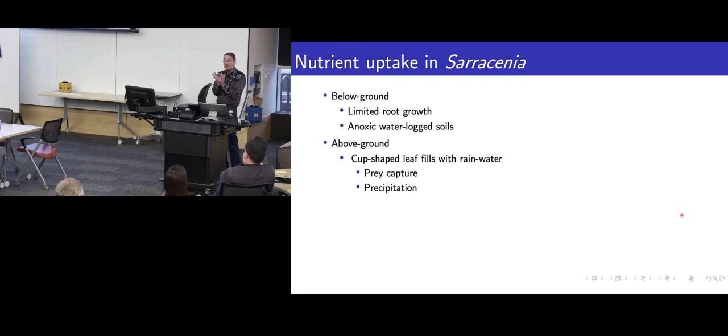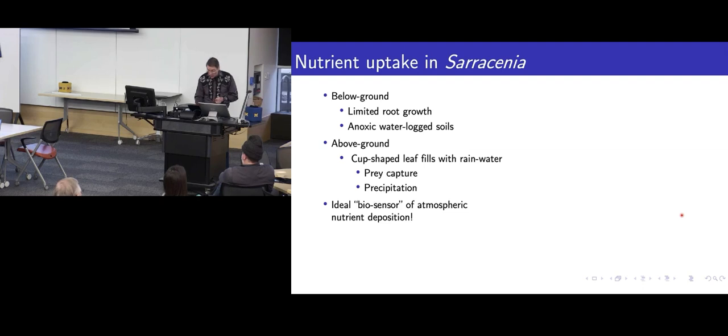This cup-shaped leaf fills with rainwater, and it captures prey that way. That's one source of nitrogen. But it's also picking up precipitation. Snow and rainfall and whatever nutrients are contained in them are also entering the plant through this same pathway. And so because of those features of its biology, it makes it an ideal biosensor of atmospheric nutrient deposition. And I'll show you several ways that we'll be able to see the consequences of nutrient inputs into this system through the cup-shaped leaves.